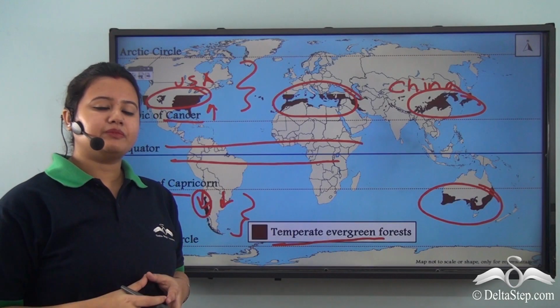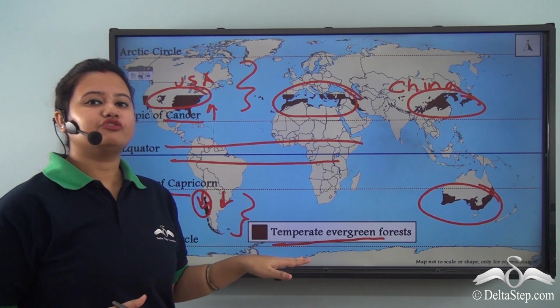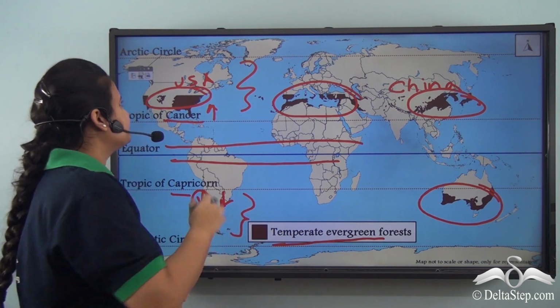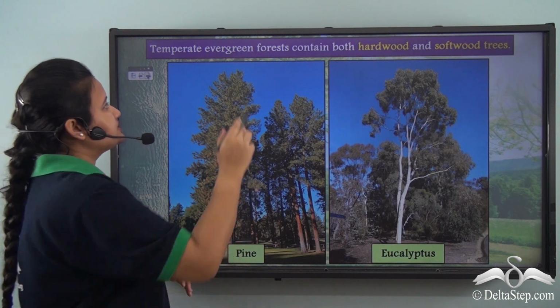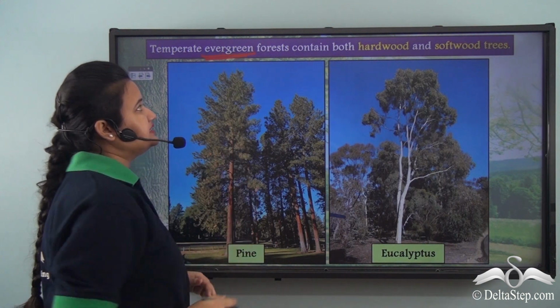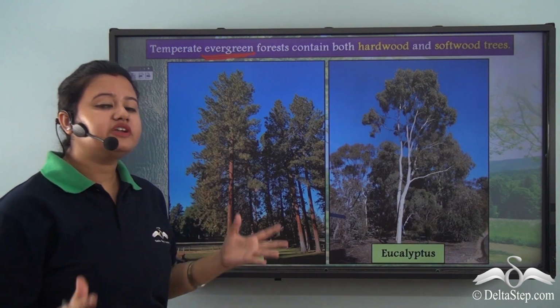Now let us discuss the type of vegetation of this region in detail. Well, as the name suggests, these forests are evergreen forests. That is, these forests are always green.